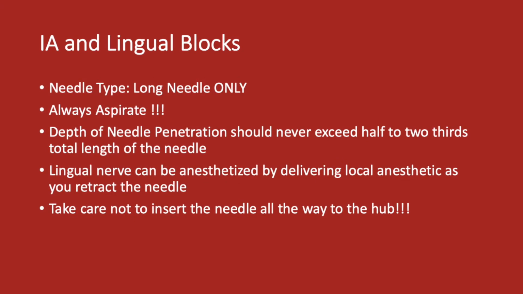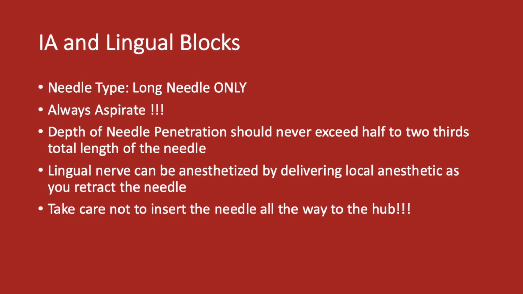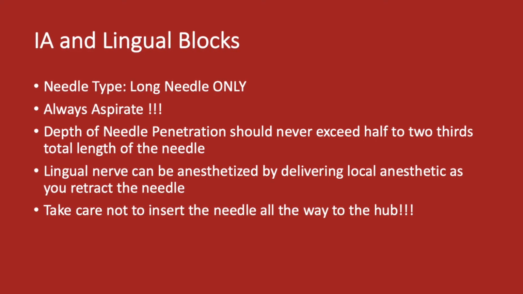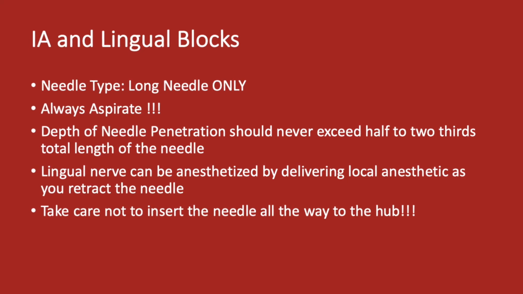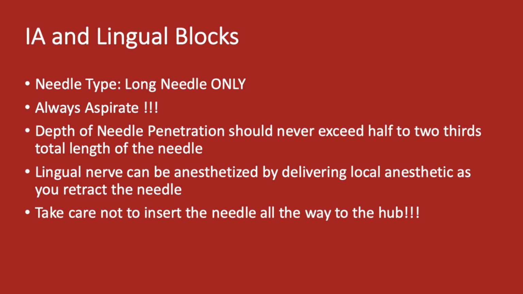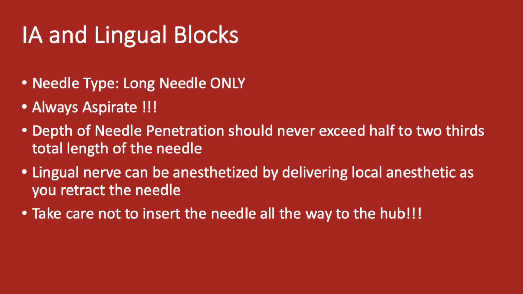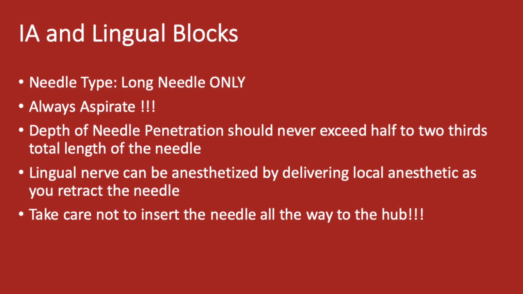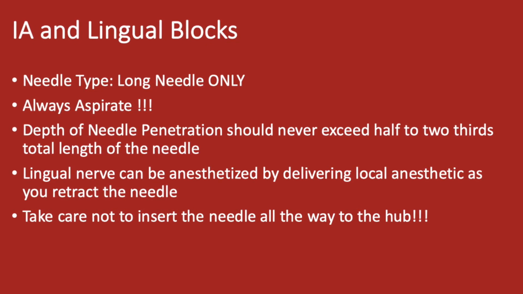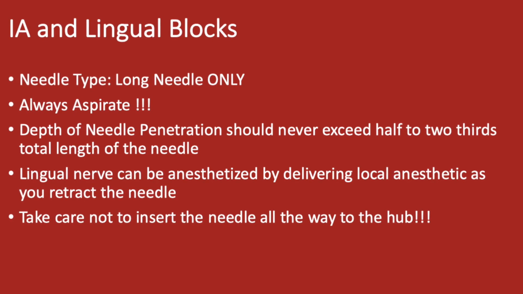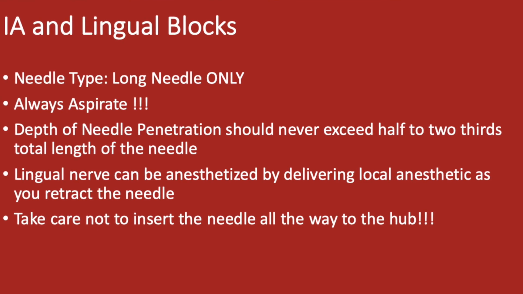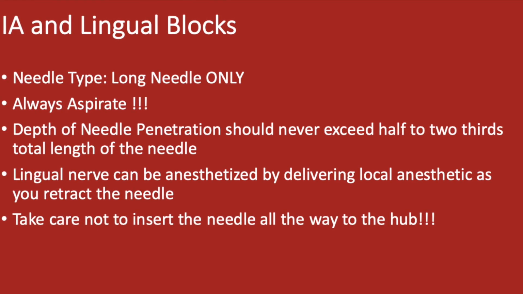It is strongly recommended to only use long needles when administering the IA. Smaller gauge needles are at higher risk of overinsertion and breakage due to their shorter length and smaller diameter. Always aspirate prior to delivering a complete dose on an IA block. The depth of the needle penetration should never exceed 1/2 to 2/3 the total length of the needle. Always take care not to insert the needle all the way to the hub. The lingual nerve can be anesthetized by delivering anesthetic solution as the needle is being retracted from an IA block.